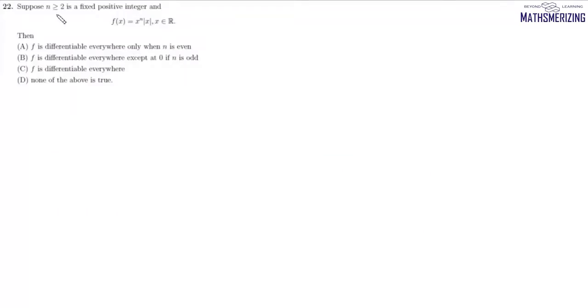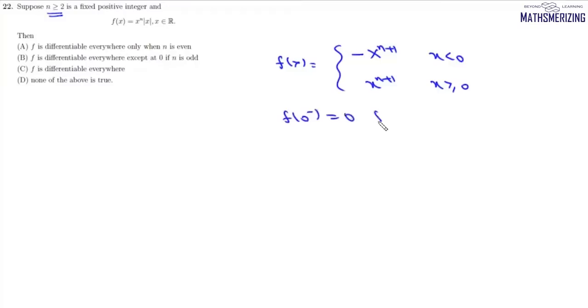Now question number 22 is, for n greater than or equal to 2, f(x) is defined as x to the power n into mod x. We have to find the points where this function f is differentiable. Now we can write this function f(x) as minus x to the power n plus 1 when x is less than 0 and x to the power n plus 1 when x is greater than or equal to 0. Now f(0) negative will be 0, f(0) positive is 0 and f(0) is 0. That means this function f is continuous for x belongs to R.